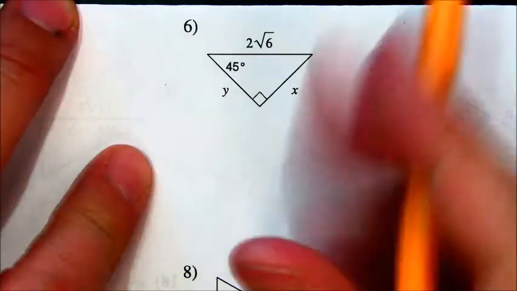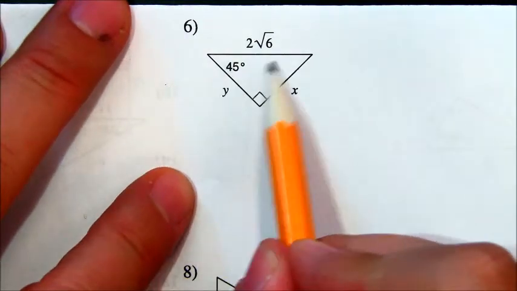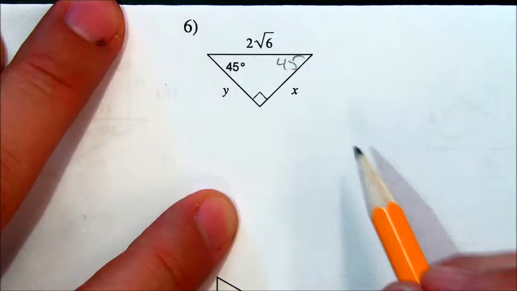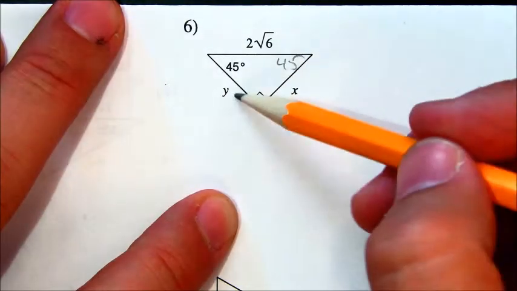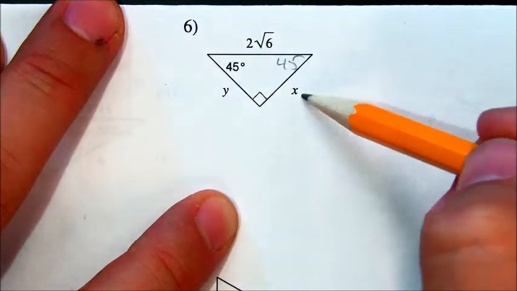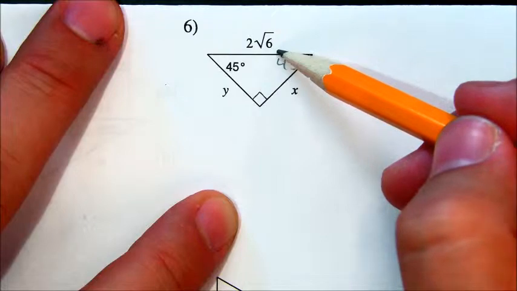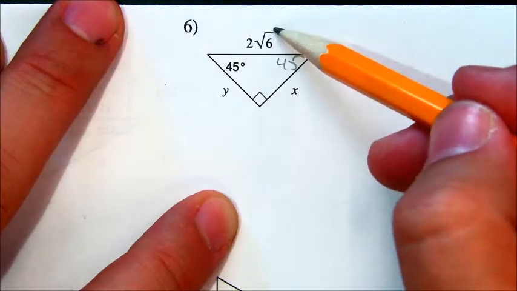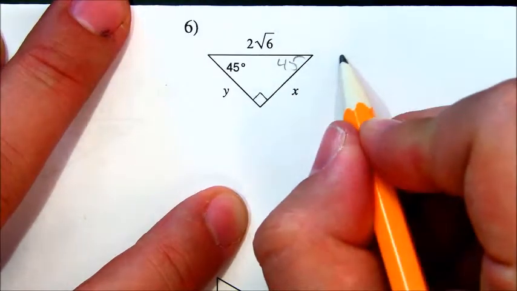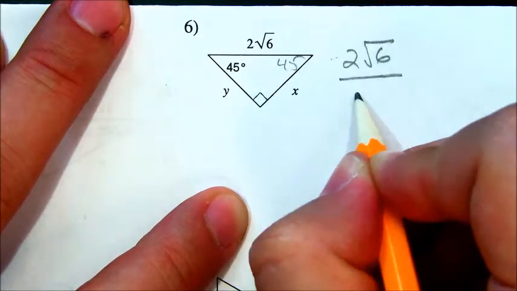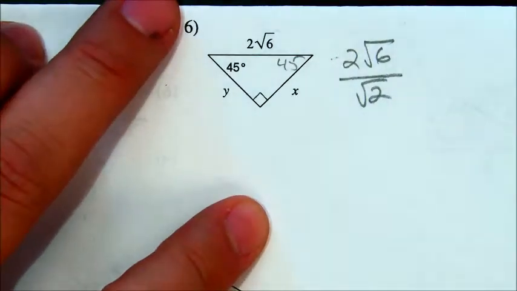Let's look at number 6. Again, 45, 45, 90. This time I'm given the hypotenuse. Now I know from the last example that to go from either leg to the hypotenuse, I multiply by the square root of 2. So to go backwards from the hypotenuse to either of the legs, I'm going to divide by the square root of 2. So I take 2 times the square root of 6, divide by the square root of 2.